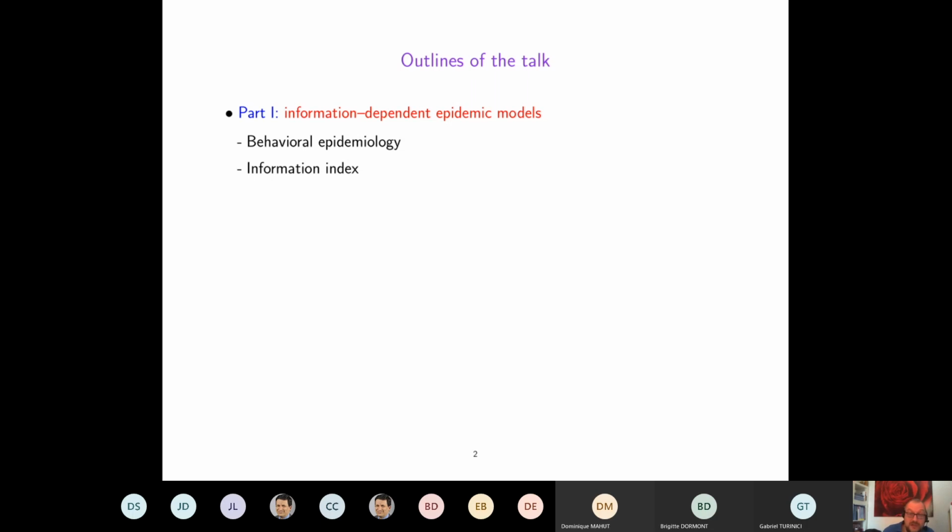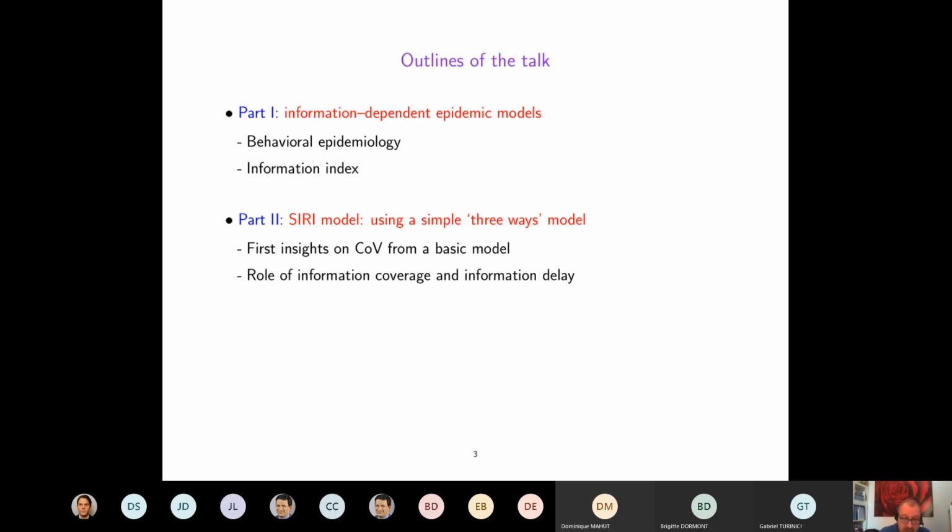And so the outline of the talk: I will present the talk in three very brief parts. In the first part, I will present some basic material concerning the information-dependent epidemic models, and so generally speaking, about behavioral epidemiology. And I will also show one possible tool for working in this context, the so-called information index.